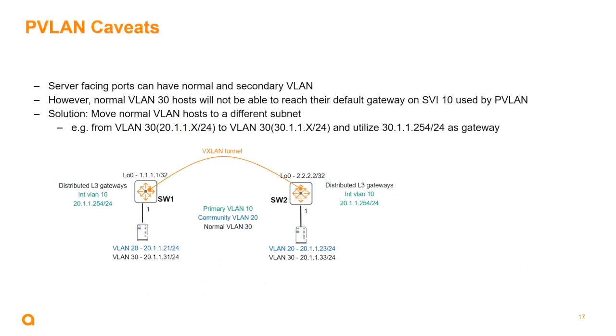Some more caveats. With regards to server-facing ports, they can have a normal and a secondary VLAN. However, the normal VLAN, in this example normal VLAN 30 hosts, are not going to be able to reach their default gateway on SVI 10, which is used by PVLAN. So the solution here would be to move these normal VLAN hosts to a different subnet. We would move the VLAN 30 segment range to, let's say, 30.1.1.x, and that segment range would utilize its own default gateway.